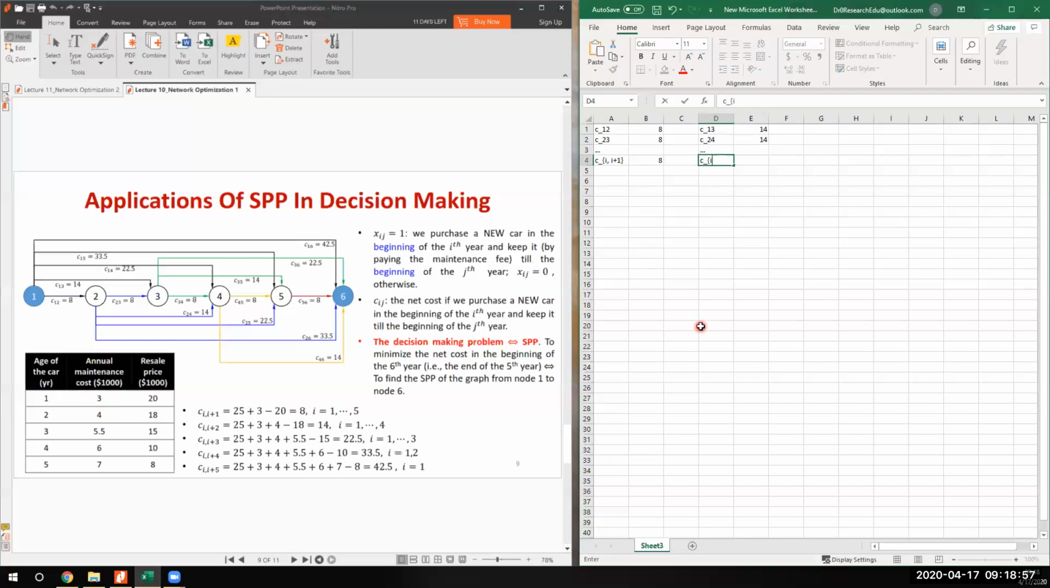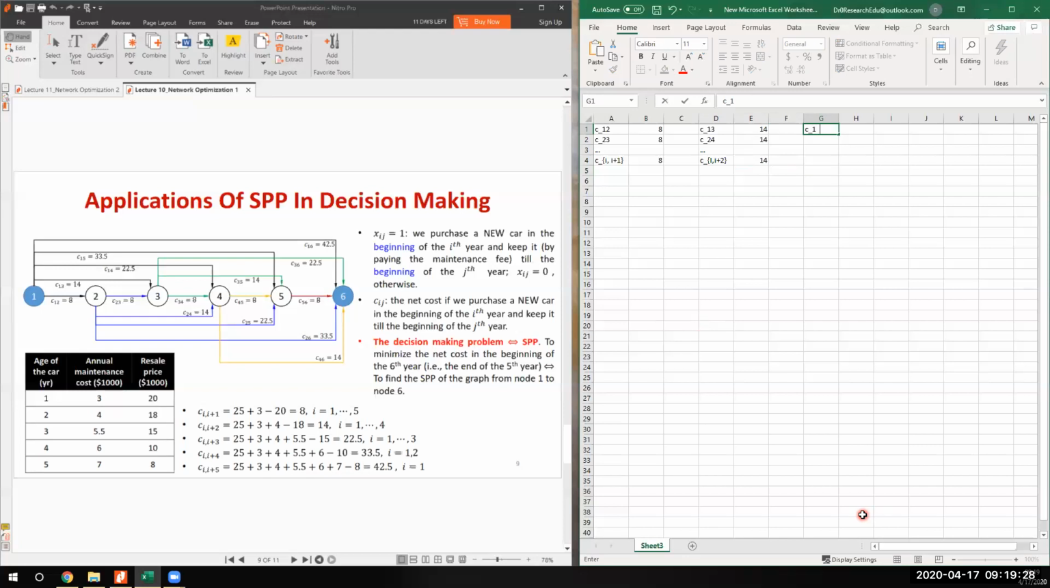And using the same way, you're going to see that no matter what this i is, from 1 to 4, you're purchasing a new car at the beginning of the ith year, and you sell it. Oh, sorry, i plus 2, not i plus 1. You sell it at the beginning of the i+2 year. Your total cost would always be 25 plus 3 plus 4 minus 18, equal to 14.